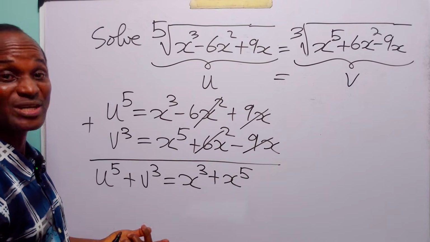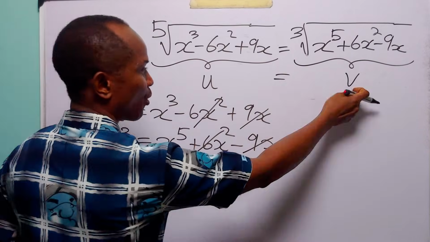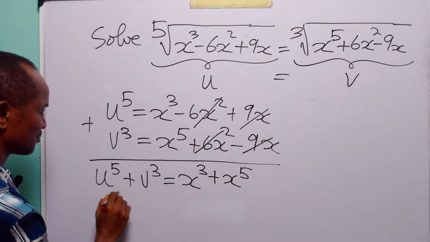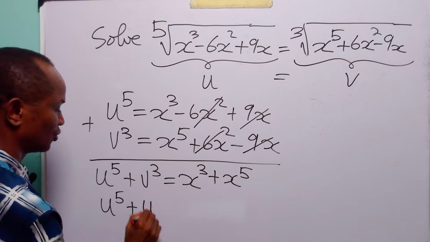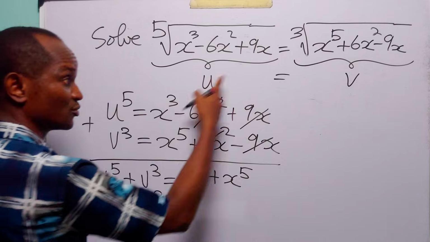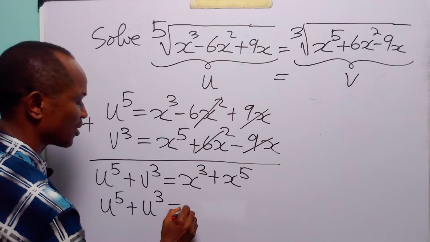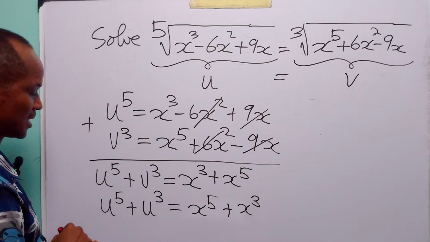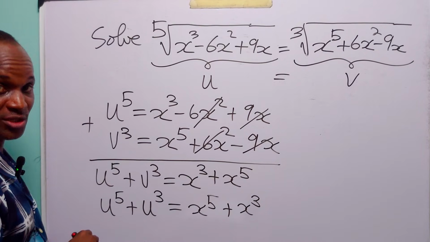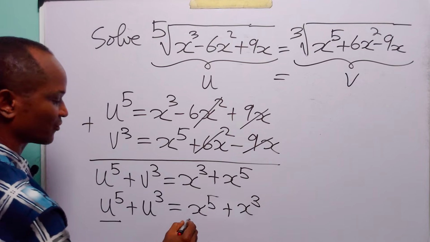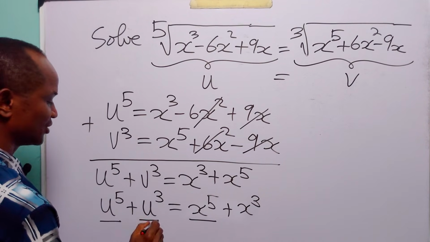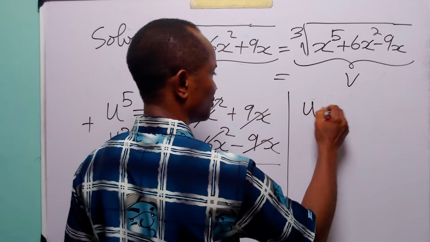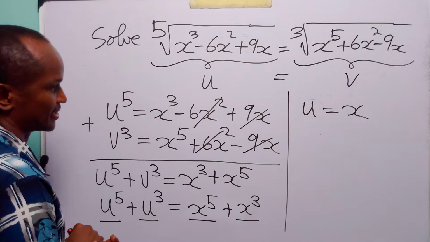Now remember that from the original equation, we have that u is equal to v. That means that we can write this equation as u to power 5 plus u to power 3, because u is equal to v, is equal to x to power 5 plus x to power 3. Now compare both sides of this equation. u to power 5, x to power 5, plus u to power 3, x to power 3. So that simply means that u is equal to x.